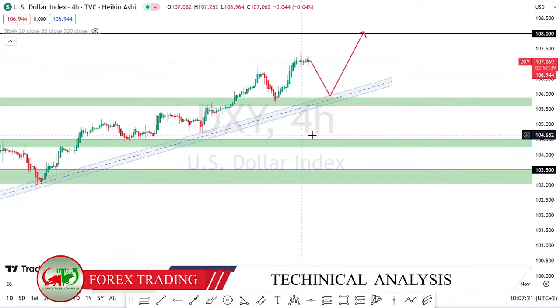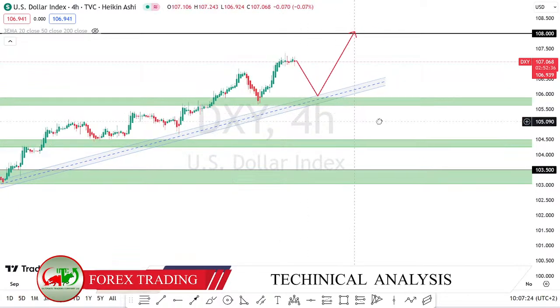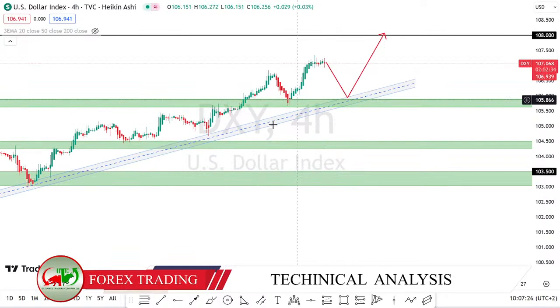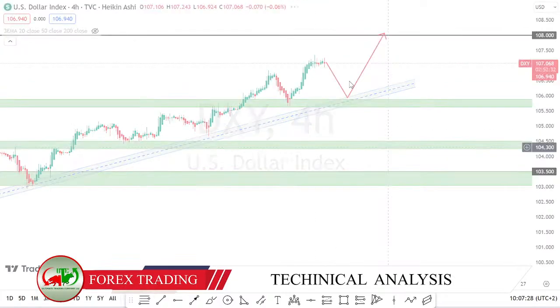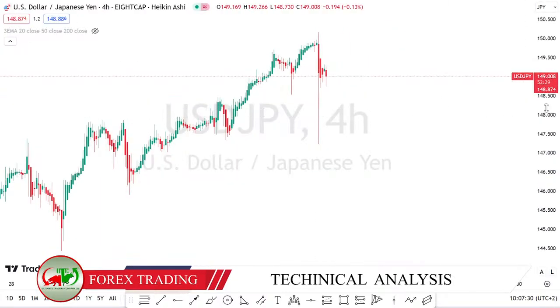So now, since we know how the dollar index is doing, we have seen that there is no buy opportunity in the dollar index. Let's go to major currency pairs and check how we can trade this market.